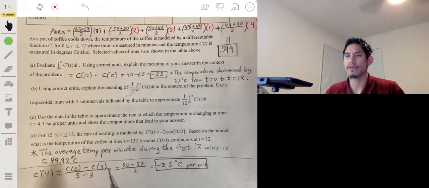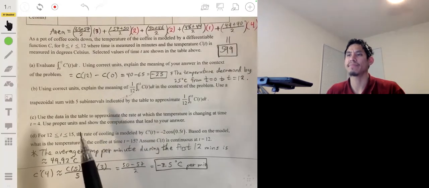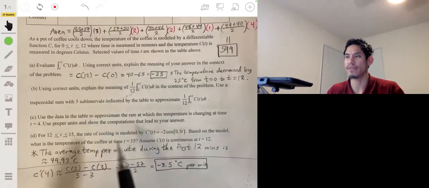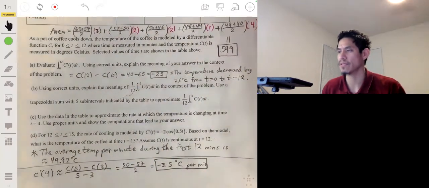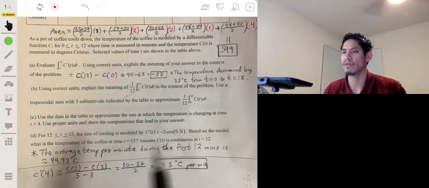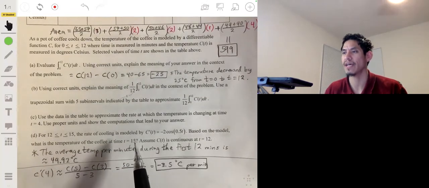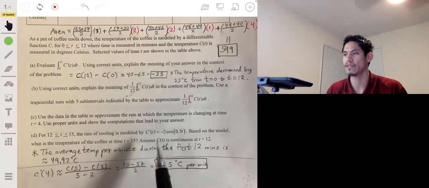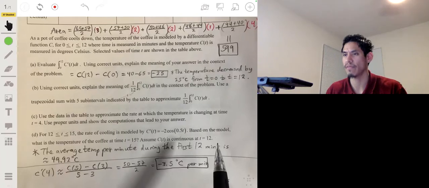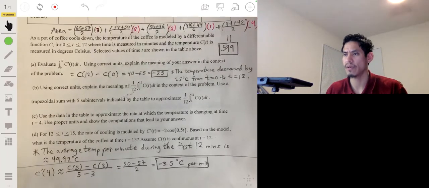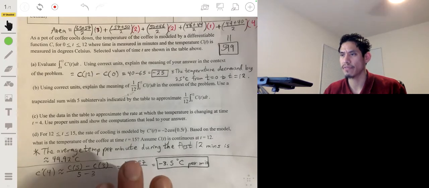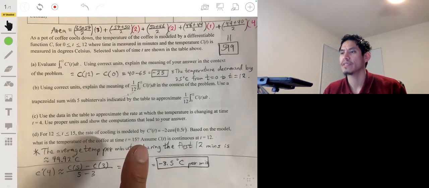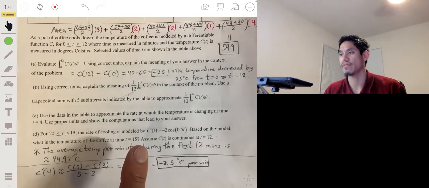All right, part D. For t between 12 and 15, the rate of cooling is modeled by c prime of t, which is equal to negative 2 times the cosine of 0.5 t. Based on this model, what is the temperature of the coffee at the time t equals 15? Assume that c of t is continuous at t equals 12. Okay, so we want to figure out what the temperature of the coffee is at t equals 15.